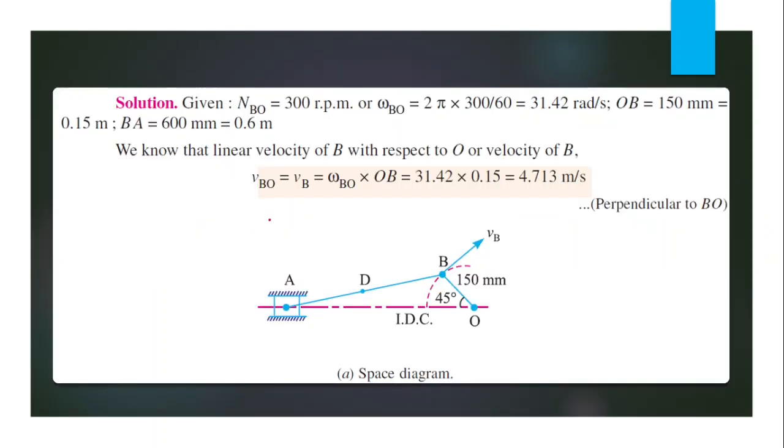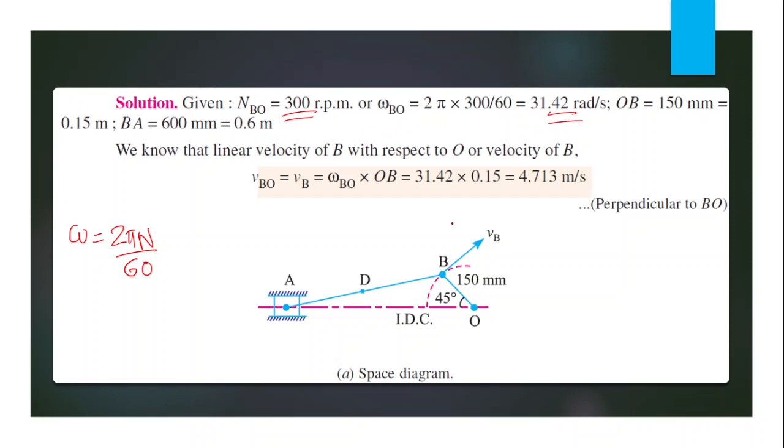And these are the given data. Number of rotation of link BO. Here that link is the crank of the slider crank mechanism. That's equal to 300 rpm given. Then omega is equal to 2 pi n by 60, where n is the rpm. Then 2 pi into 300 by 60, that's equal to 31.42 radians per second.